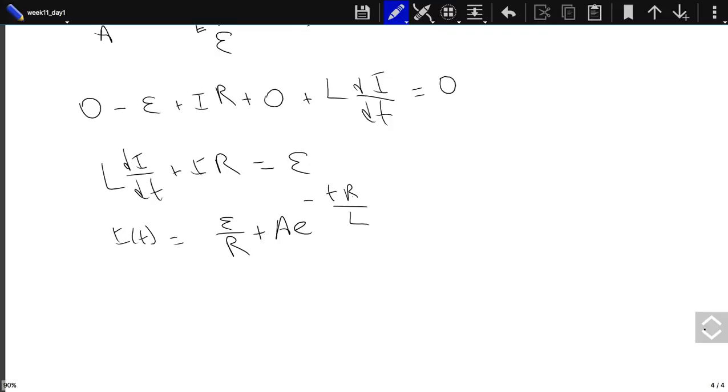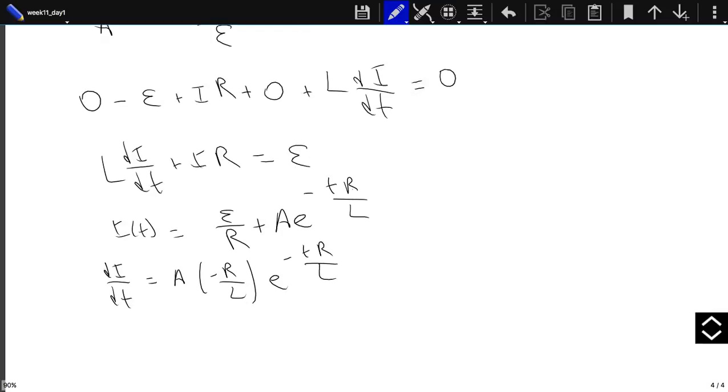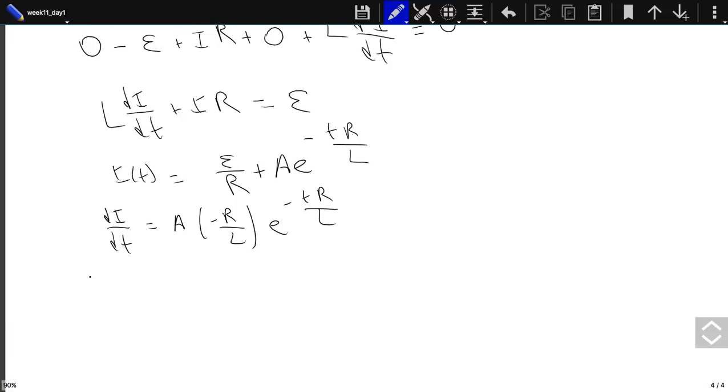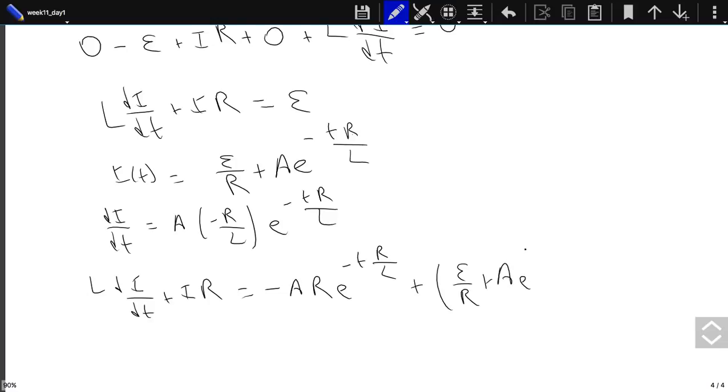So if you just take this expression and put it over there, let's do it. di by dt is equal to, this is just a constant, so a times minus R over L times e to the power minus tR over L. So if you just put this in L di by dt plus I times R, this is minus aR e to the power minus tR over L plus epsilon over R plus a times e to the power minus tR over L times R. This term will cancel this one. This is equal to epsilon. So it's actually a solution, whatever the value of a is.